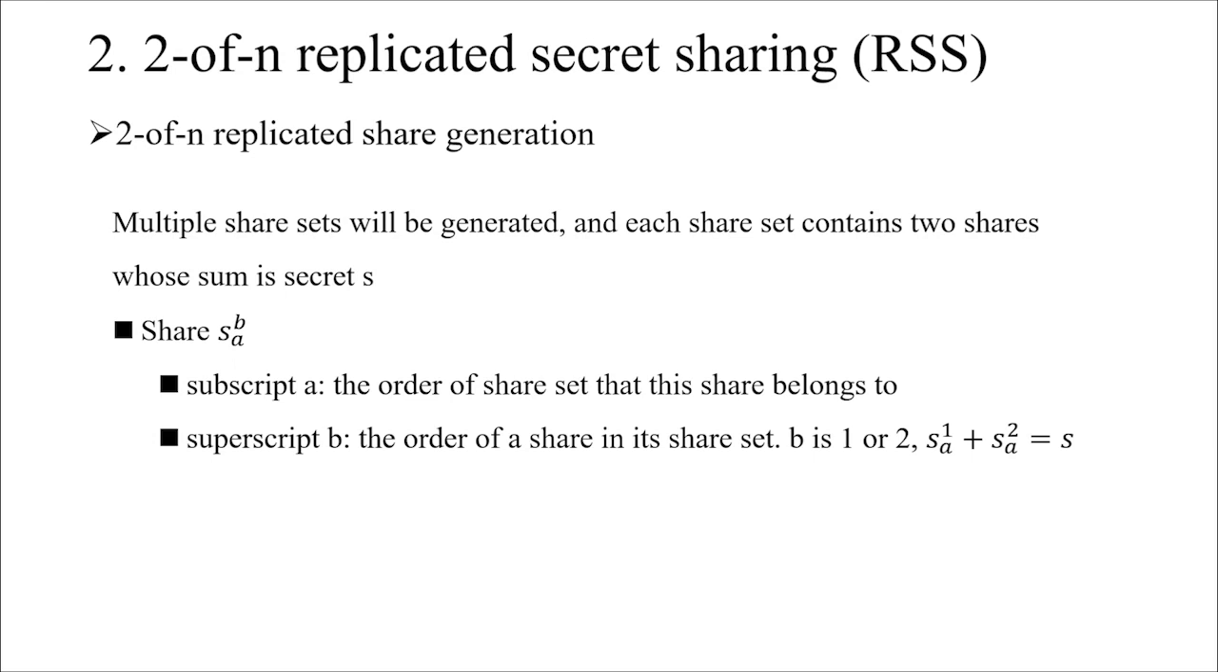Our 2LN RSS generates shares incrementally by adding parties one by one in turn. Multiple share sets will be generated, and each share set contains two shares whose sum is the secret S. We denote a secret share as S sub A super B. Subscript A indicates the order of the share set that the share belongs to, which is related to the number of parties. Superscript B indicates the order of a share in its share set, which is 1 or 2.